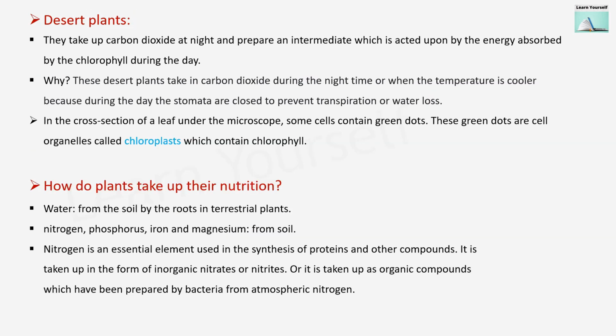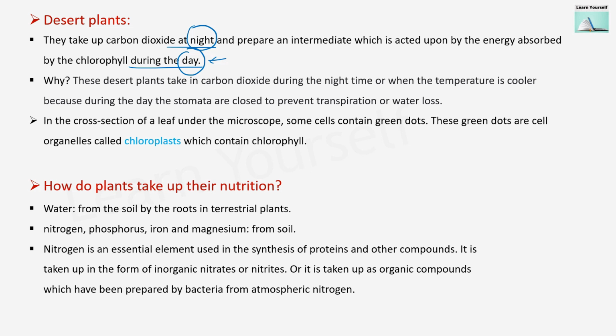Now let us learn some specific things about desert plants: they take up carbon dioxide at night and prepare an intermediate which is acted upon by the energy absorbed by chlorophyll during the day. Chlorophyll absorbs energy during the day, but the plant absorbs carbon dioxide at night. They keep it to themselves, and then the second step happens in the day. That's why, as discussed in the previous slide, the three steps of photosynthesis do not happen one after another. They happen as and when required.